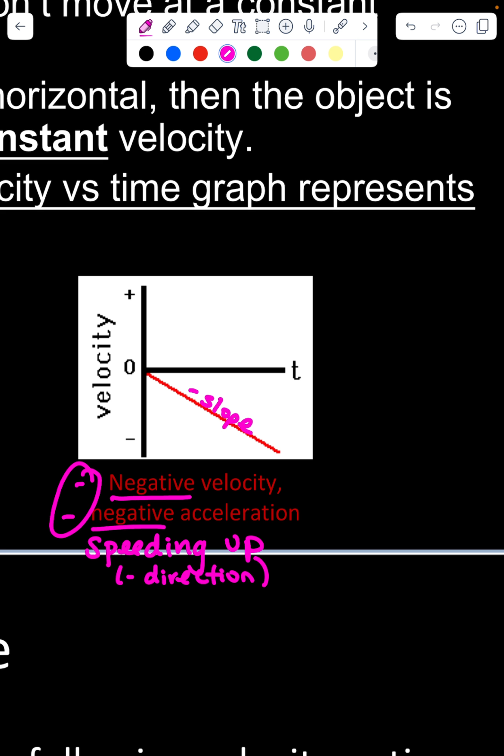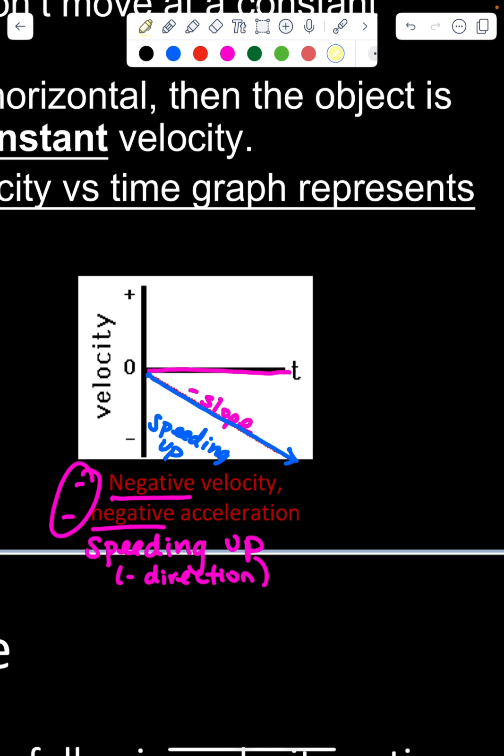Okay, and again, if you didn't want to have to think about it, like negative velocity, negative acceleration, like signs means speeding up, we can look at what our line is doing. So we have that 0, our x-axis is 0, and our line is trending away from 0. So if our line is trending away from 0, that means that we are speeding up.